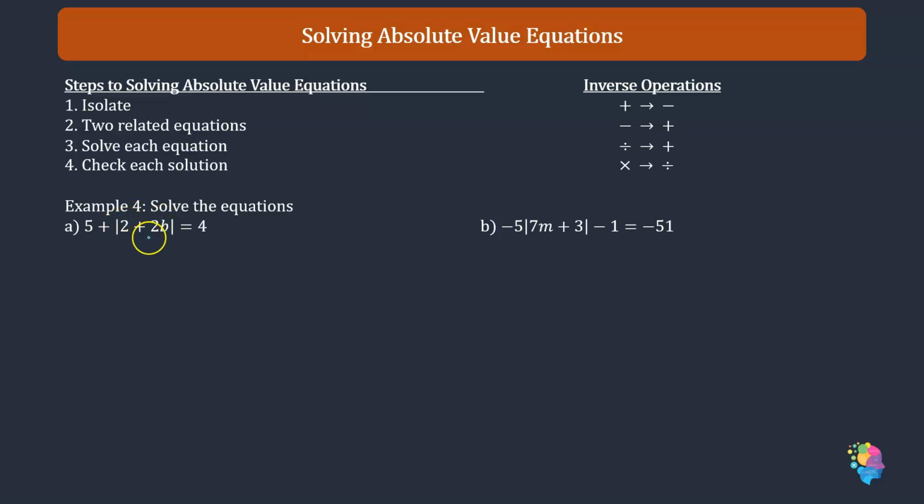Let's isolate the absolute value by moving this 5. Subtract 5 from both sides. 5 minus 5 is 0. And we get the absolute value of 2 plus 2b is equal to -1. Uh-oh. We are at that point when we need to make the decision if we should continue and write the two related equations or say that it has no solution. Well, I have an isolated absolute value equaling a negative number. So that means that this equation has no solution.